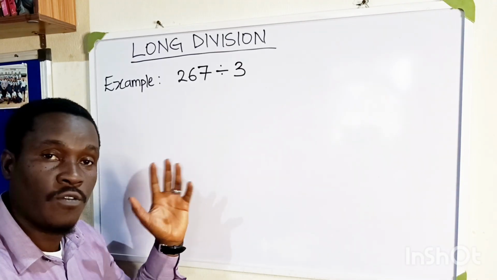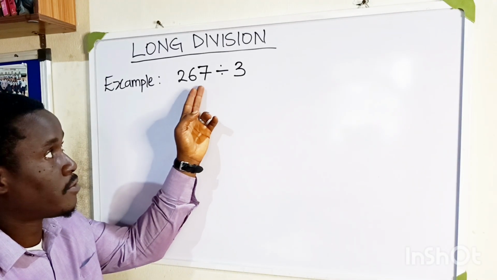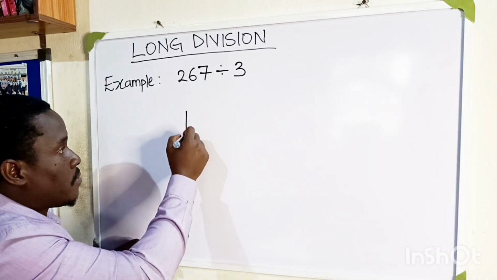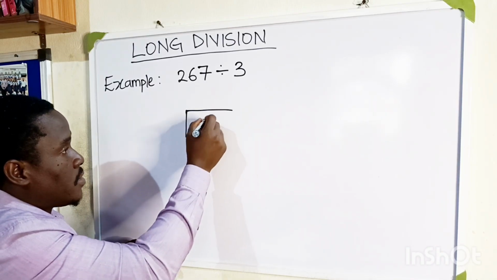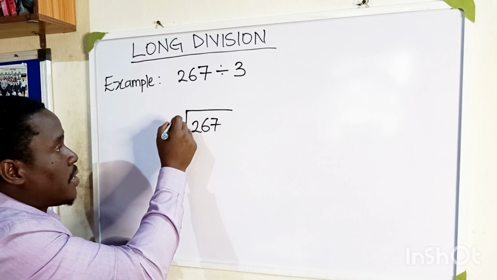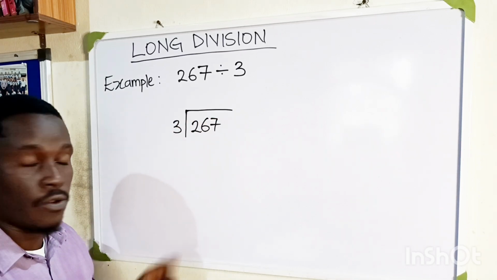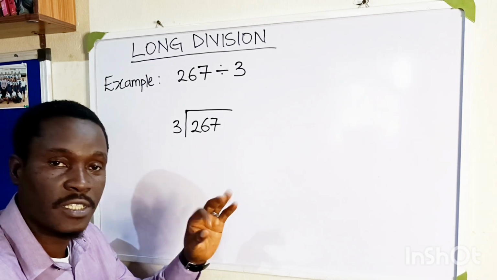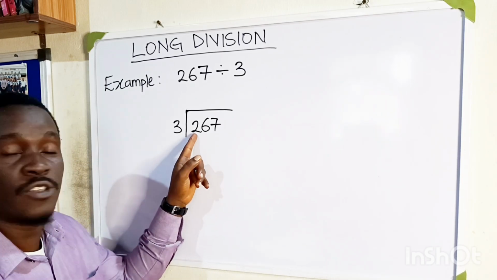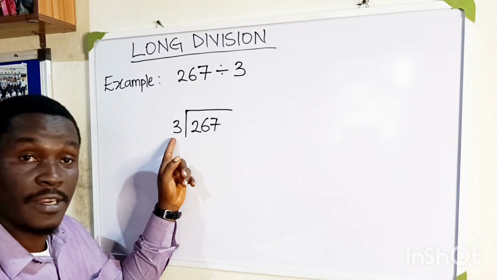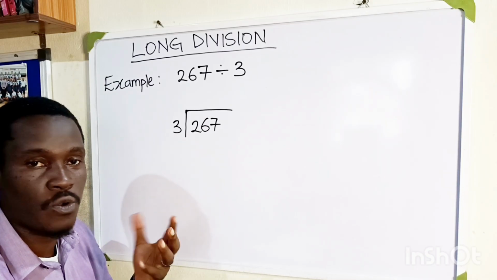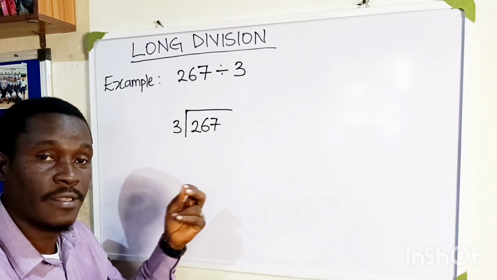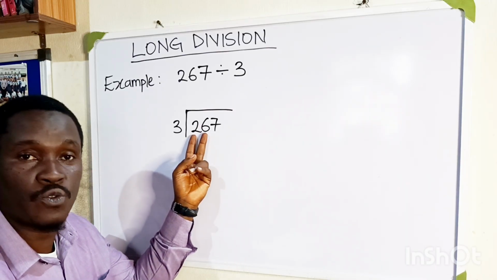Next, we're going to see a situation where the first number is less than the divisor. Let's look at it. Over here, we have 267 divided by 3. We go through the same process. The divisor is a single digit, so we consider single digits first. When we consider 2, 2 is smaller than 3, so we can't divide 2 by 3. So since we can't divide 2 by 3, we are going to join 2 and 6 together.